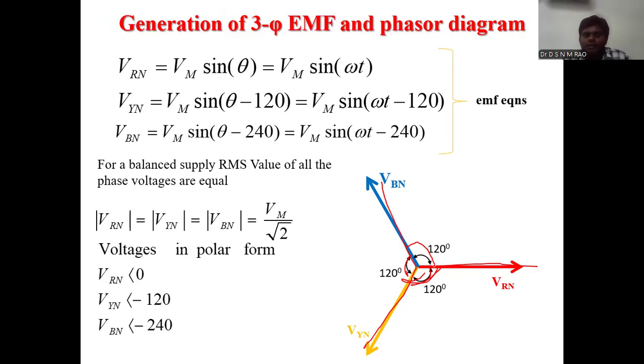Similarly, we can also represent the three phase voltages in polar form. As we know already, Vm sin omega t is also written as Vm at an angle 0 degrees, the reference phase; that means this phase starts from 0 degrees. So VRN is Vm at an angle 0 degrees. Similarly, Vm sin of omega t minus 120 degrees can be written as VYN at an angle minus 120 degrees. Similarly, B phase VBN can be written as Vm at an angle minus 240 degrees. In this way, three phase voltages are represented.